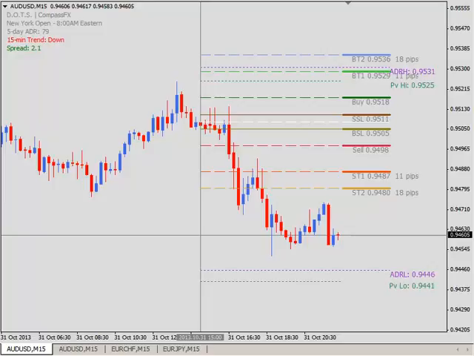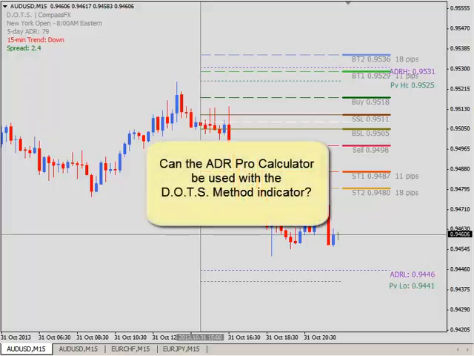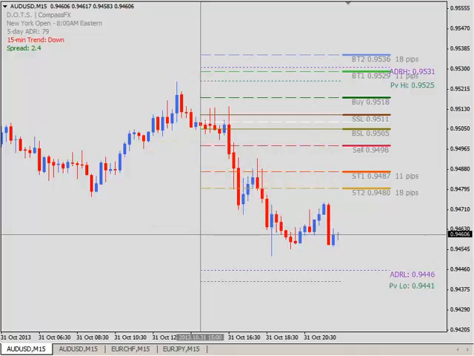Now, one of the questions I've recently been asked by one of our DOTS 4.0 clients is, can they incorporate the average daily range pro calculator with the DOTS indicator? And absolutely, you sure can. The issue here is, you know that the DOTS version 4.0 includes the average daily range on the day.